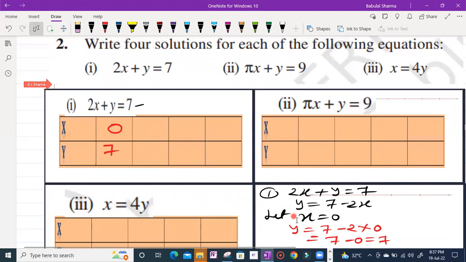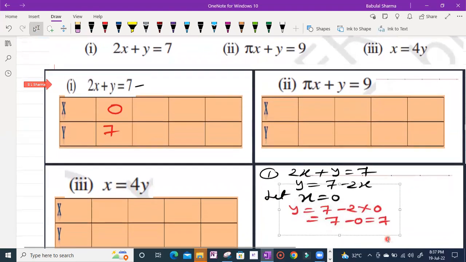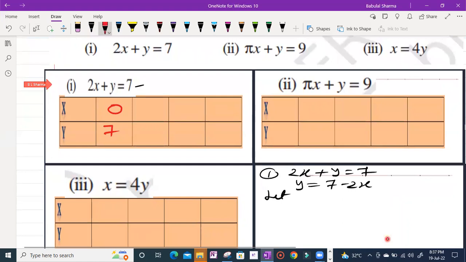See the second solution. Let, कोई भी आप रैंडम कोई रियल नंबर्स आप सेलेक्ट कर सकते हो. Let x is equal to 1. So y is equal to 7 minus 2 into 1, that is 7 minus 2, that is 5. So when x is equal to 1, you can write y is equal to 5.